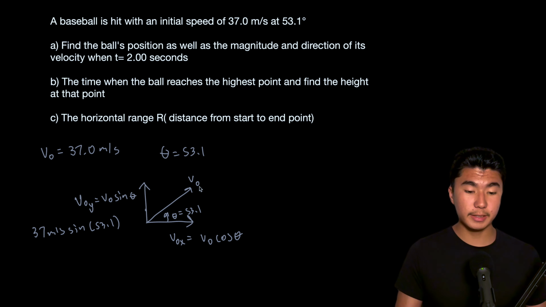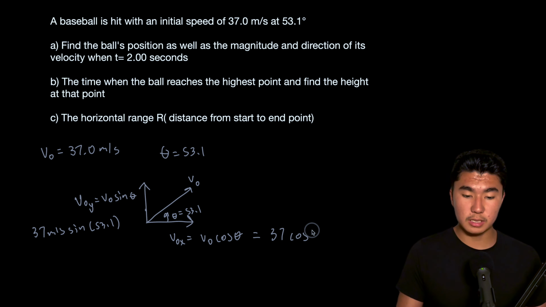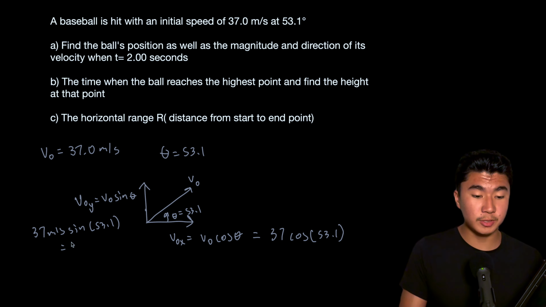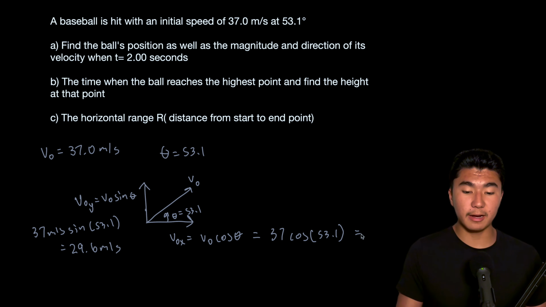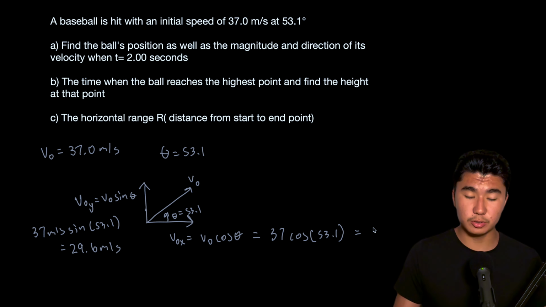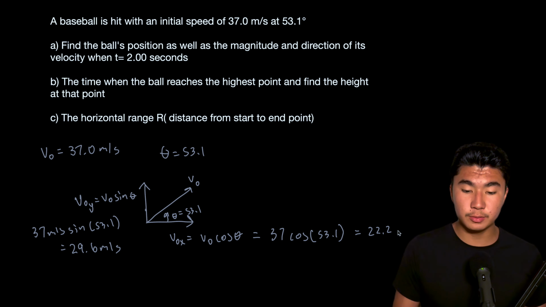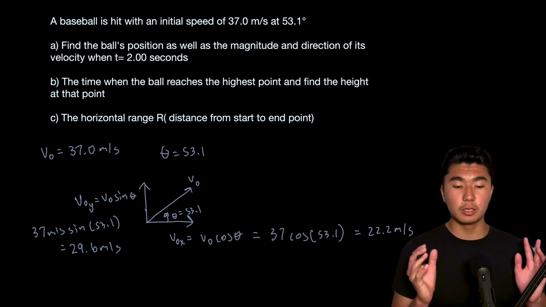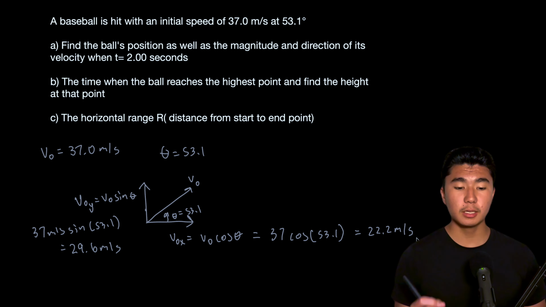Over here, our velocity is the same thing, 37, and I just won't put units for this one, cosine 53.1. If we do the math, our velocity in the y-axis is going to be 29.6 meters per second, and on our x-axis, it's going to be 22.2 meters per second.